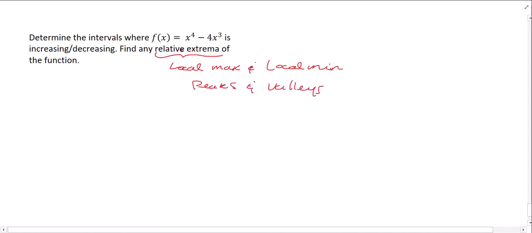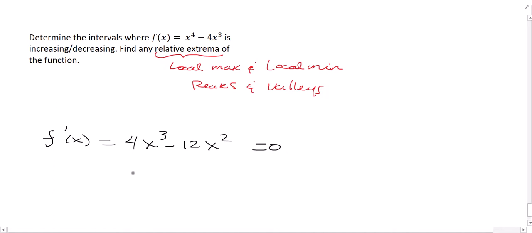In order to do that, we need to find our critical numbers. Critical numbers are where the derivative is 0 or undefined. So let's find the derivative. This is a nice polynomial, so we're just going to use the general power rule. I'm going to have 4x cubed minus 12x squared. That's our derivative, and we want to set that equal to 0 and solve for x.